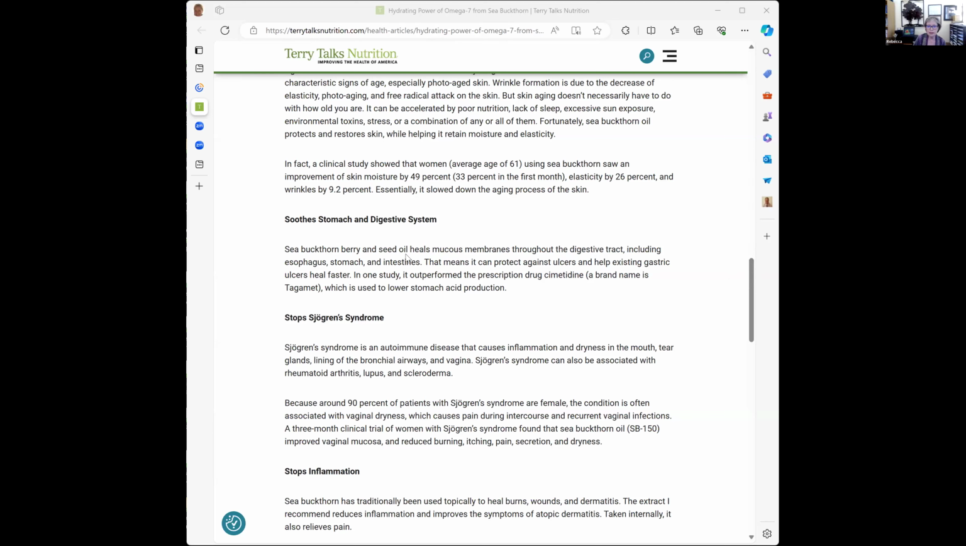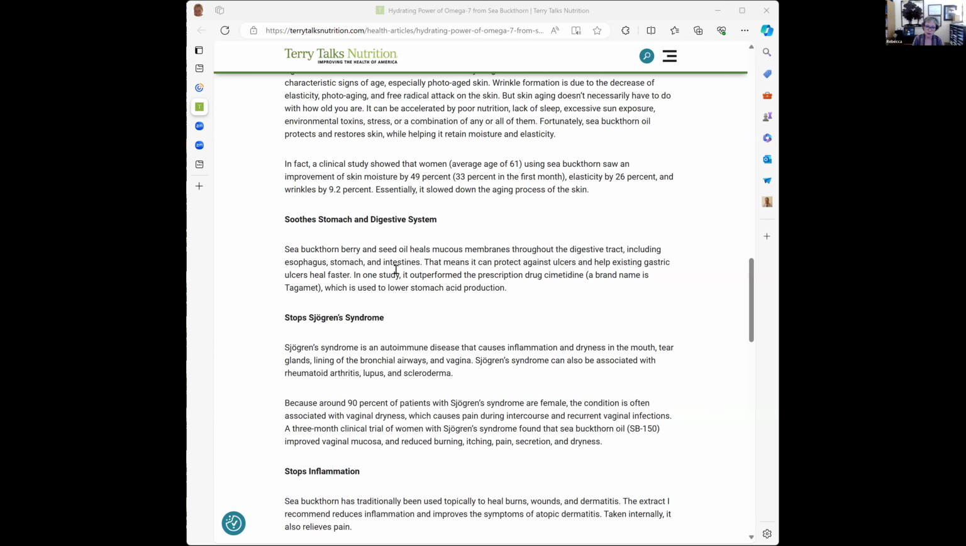Sea buckthorn berry and seed oil heals mucous membranes throughout the digestive tract, including esophagus, stomach, and intestines. That means it can protect against ulcers and help existing gastric ulcers heal faster. In one study, it outperformed the prescription drug cimetidine, brand name Tagamet, which is used to lower stomach acid production. So add this to the repertoire of things we do for people with that horrible acid reflux. That's a lot of people.